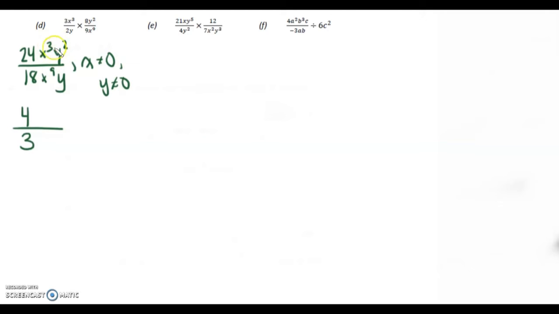Okay, so I have x cubed in the numerator, x to the 9 in the denominator. So these are going to cancel, and the 9 is going to go to a 6 in the denominator. This y is going to cancel with the squared, and we'll still have a y in the numerator. And then we always want to follow that with the restrictions.